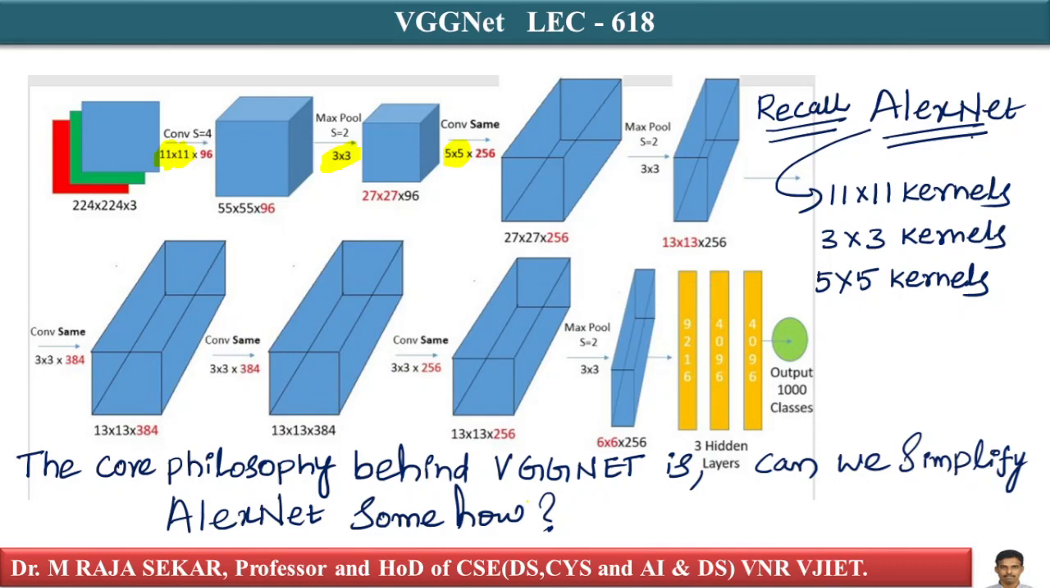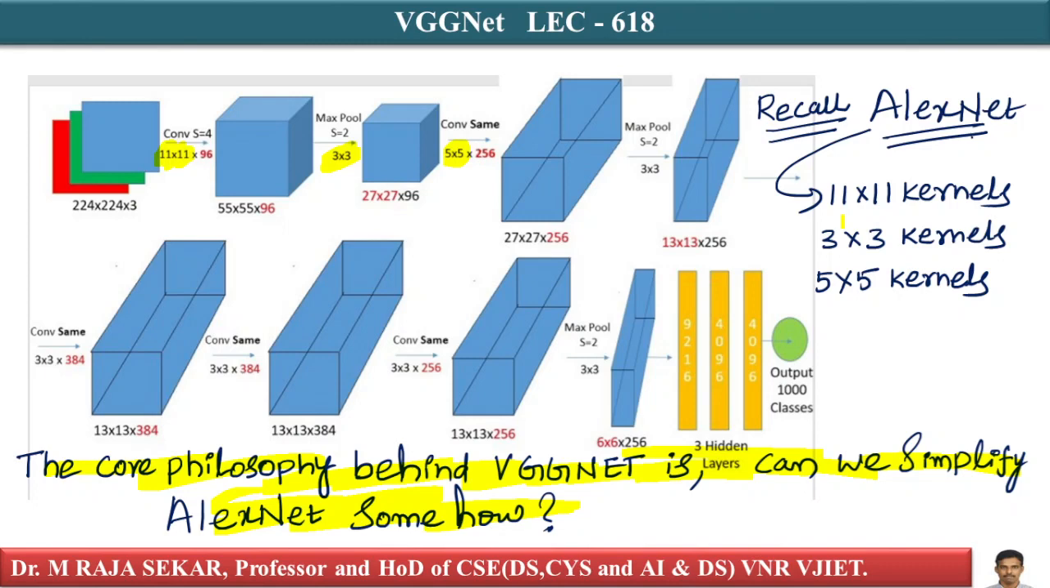What is the core philosophy here? The core philosophy behind VGGNet is: can we simplify AlexNet somehow? In the case of AlexNet, we had 11 by 11 kernels, 3 by 3 kernels, 5 by 5 kernels. It's a little bit complex. Can we simplify? The core philosophy behind VGGNet is, can we simplify AlexNet somehow?